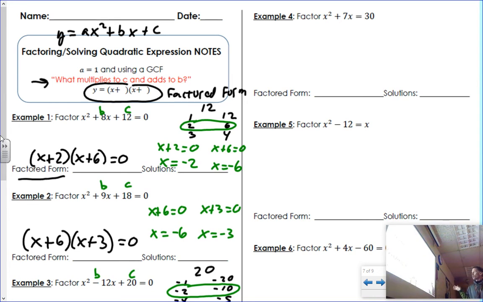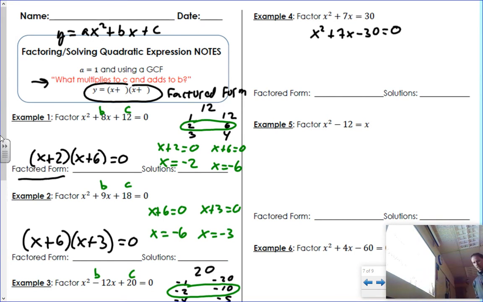And just look at it real quick, and if you need to pause the video, how does example 4 look different from the first 3 examples that we just did? And I think you probably said to yourself, well, it's not equal to 0, right? So all these things, they have to be equal to 0 before we do anything else. So all I'm going to do is move that 30. So I'm going to subtract 30 from both sides, and write this as x squared plus 7x minus 30 equals 0.